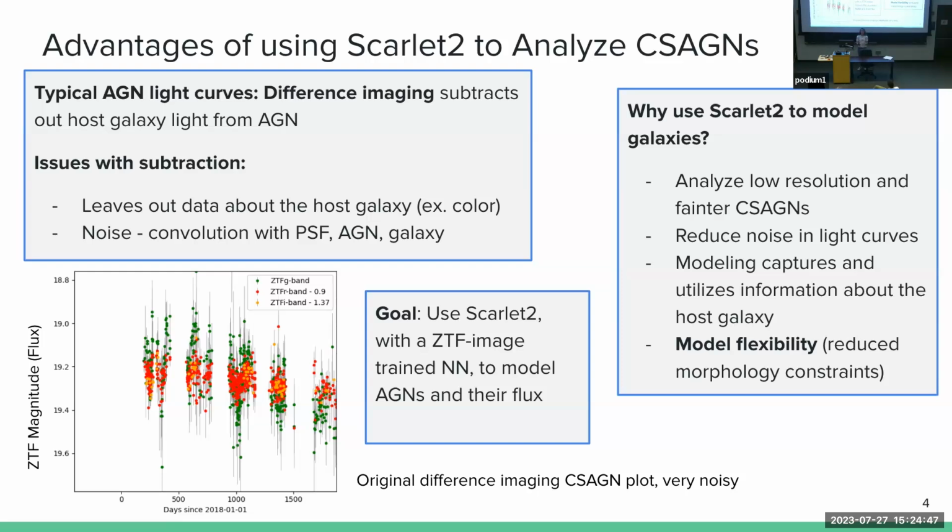So this is why we use Scarlet-2 to model galaxies. We are able to analyze lower resolution and fainter CSAGNs with a reduced noise in the light curves. In addition, modeling galaxies allows us to capture and utilize information about the AGN host galaxy itself. Thus, our goal is to use Scarlet-2 with our ZTF image trained prior for the neural network in order to model AGNs and their flux.